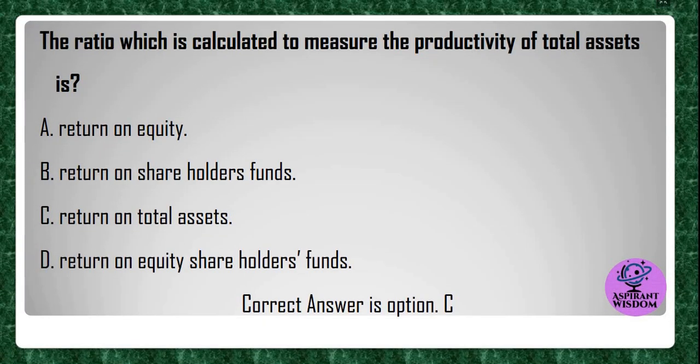The ratio which is calculated to measure the productivity of total assets is: A. Return on equity, B. Return on shareholders' funds, C. Return on total assets, D. Return on equity shareholders' funds. Correct answer is option C.